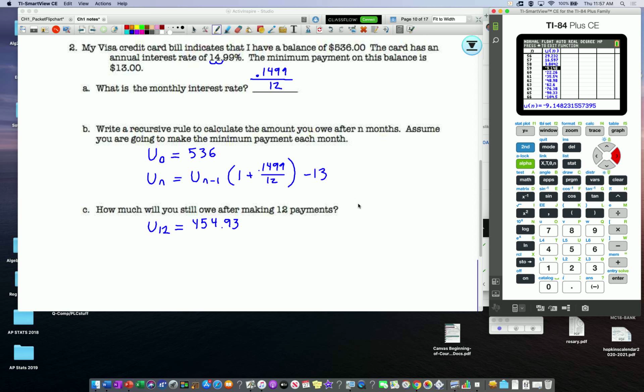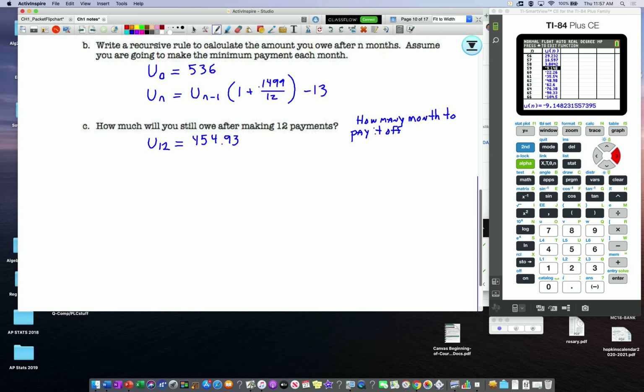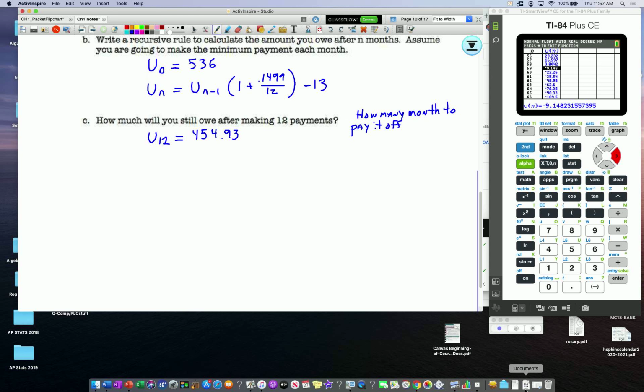So what I'm trying to figure out is how many months is it going to take for me to pay this off? So I'm just going to kind of note this. How many months to pay it off? Oh, you know what? Let me just see. Did it ask that? No, it didn't. Okay. So to figure this out, that's basically what we did. It takes 58 months. We go until it gets negative.